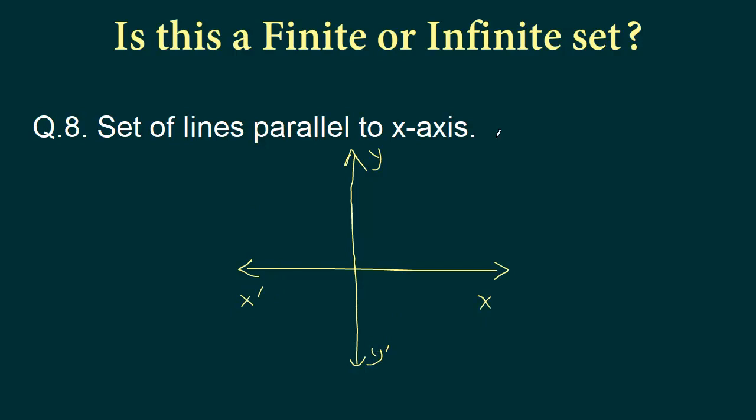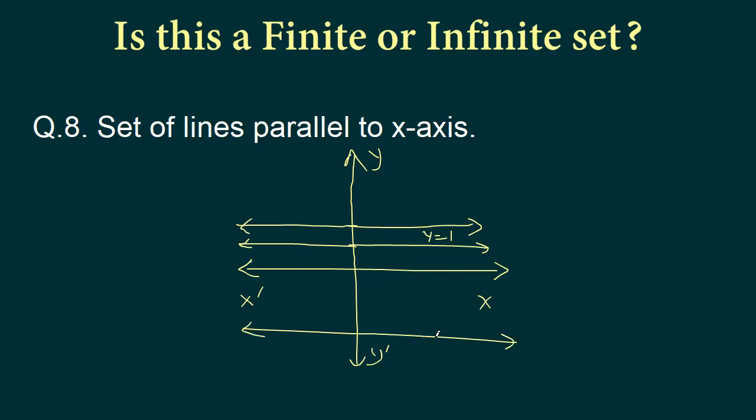So lines parallel to the x-axis will be lines like, let's say this is y equals 1, y equals 2. So we can draw a line like this. Let's say the equation of this line is y equals 1. And this line is y equals 2. Similarly, we can imagine a line like this, which is basically, let's say, y equals minus 3. So how many lines like this can we draw? Well, as you can guess, we can draw infinitely many lines, and all these lines are parallel to our x-axis. So we say that this set contains infinitely many elements, and so this is an example of an infinite set.